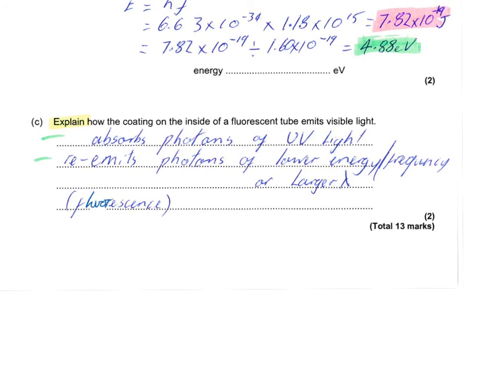Explain how the coating on the inside of the fluorescent tube emits visible light. Well, the key thing is that the coating absorbs those photons of UV light, and re-emits photons of lower energy, that is lower frequency, or you could even, if you wanted to, describe that as being a larger wavelength. What you've been asked there to describe really is the process of fluorescence. So that's the Particles Homework Booklet question 33.